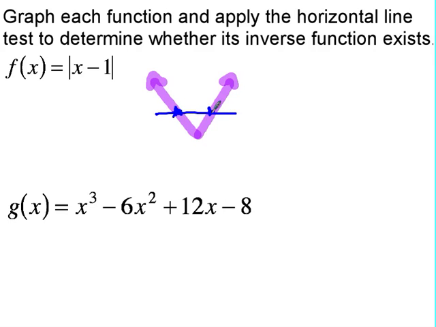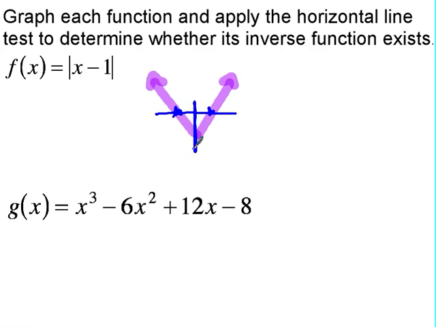Now that doesn't mean we can't find an inverse. What we actually do is we restrict the domain so that we only look at a portion of the graph. We could find an inverse, but we would have to take the inverse from this point to the right. Because if you only look at the graph from this point to the right, it would pass the horizontal line test. So basically it's called restricting the domain. So there is a way to do that.